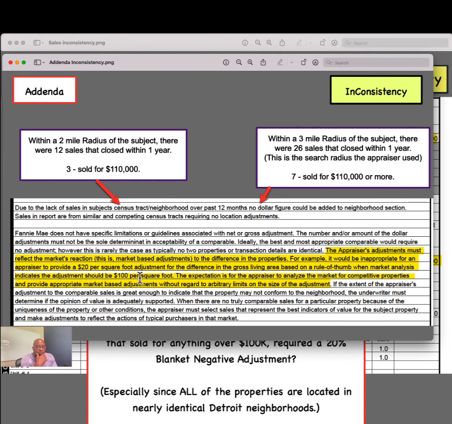So if it would be inappropriate to make a $20 adjustment when a market was expecting a $100 adjustment, what do you think the market would expect from a 20% adjustment that was just randomly applied? So clearly he knows the right procedure. But for whatever reason, he's chosen not to go by his own words.